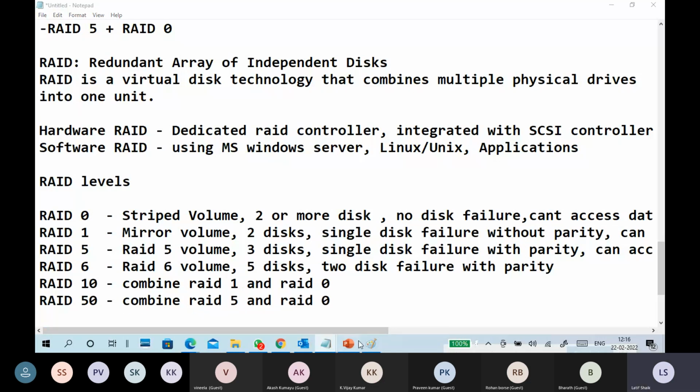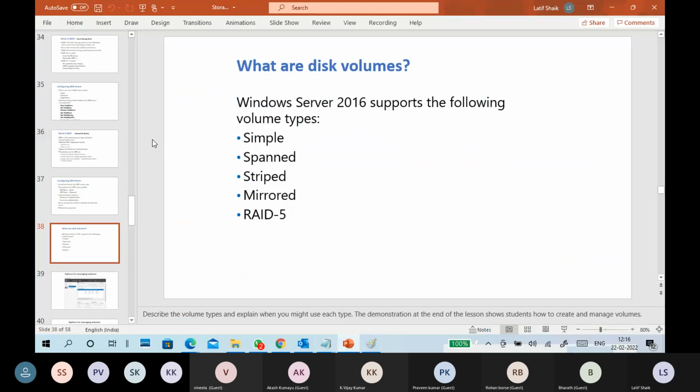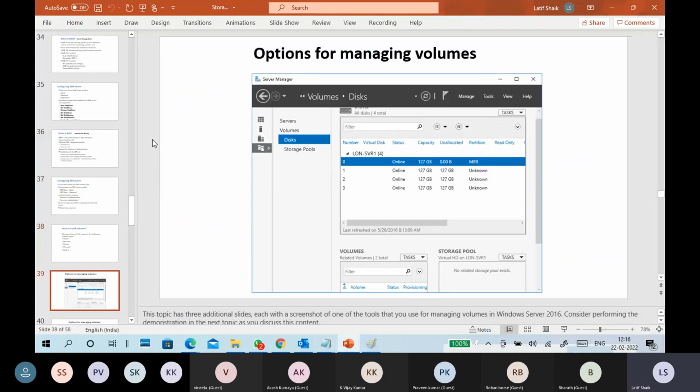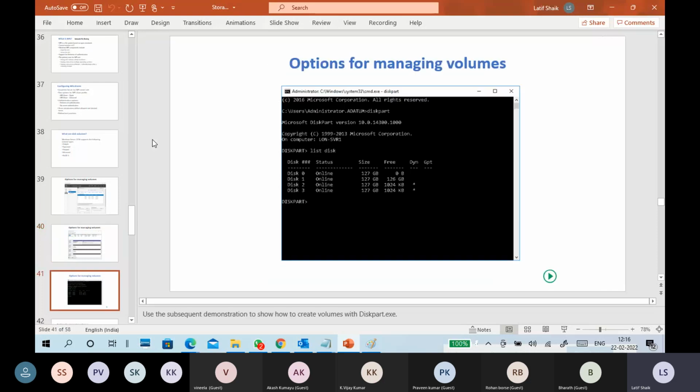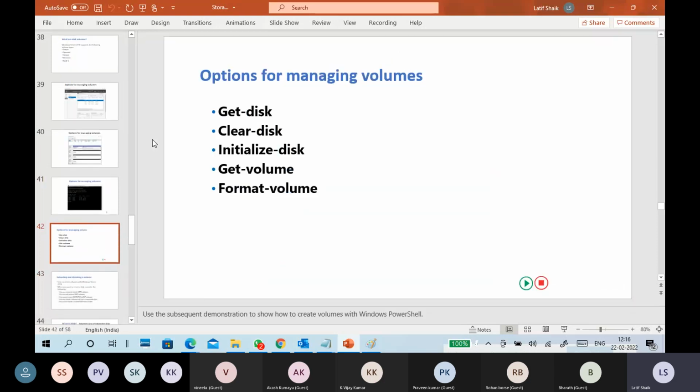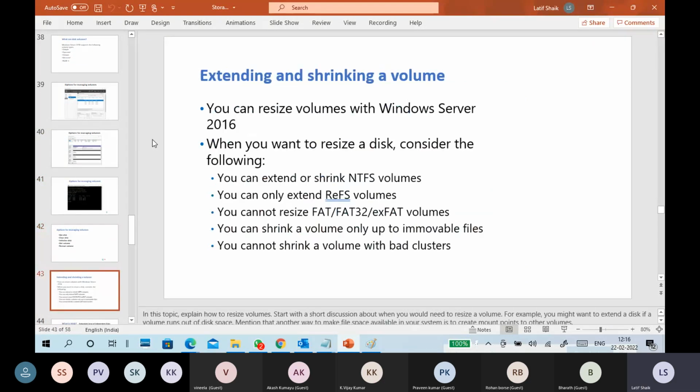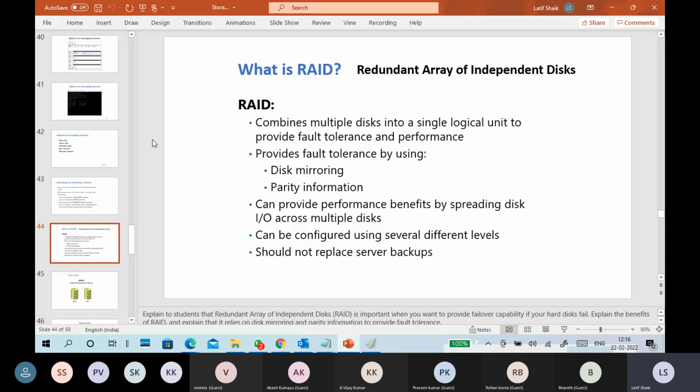I will show you the PPTs also, so don't worry. Like this you can do it. This is how a disk is added. So get disk, clear disk, initialize the disk, get volume, format volume are the basic commands. This is RAID: redundant array of independent disks, a combination of multiple disks into a single logical unit to provide fault tolerance and performance. Disk mirroring and parity information are there. Compulsorily read this point also, guys.